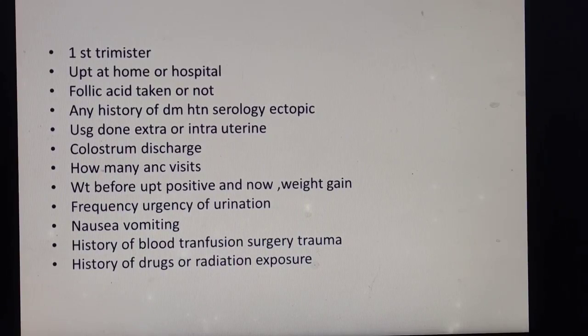Along with this, you have to ask what was the weight before the pregnancy and what is the weight right now, in the first trimester, because you have to know the weight gain of the patient. If you do not know the pre-pregnancy weight, you cannot make sure what the weight gain of the patient is, right? And you have to ask, are you having an increase in urgency of passing urine, or an increase in the frequency of passing urine?